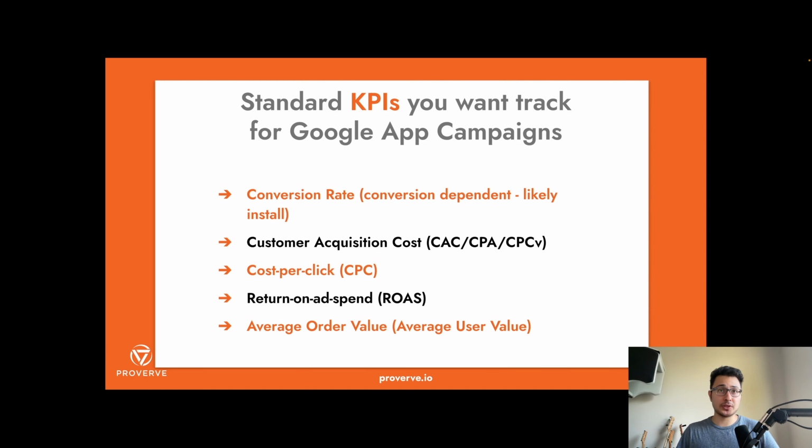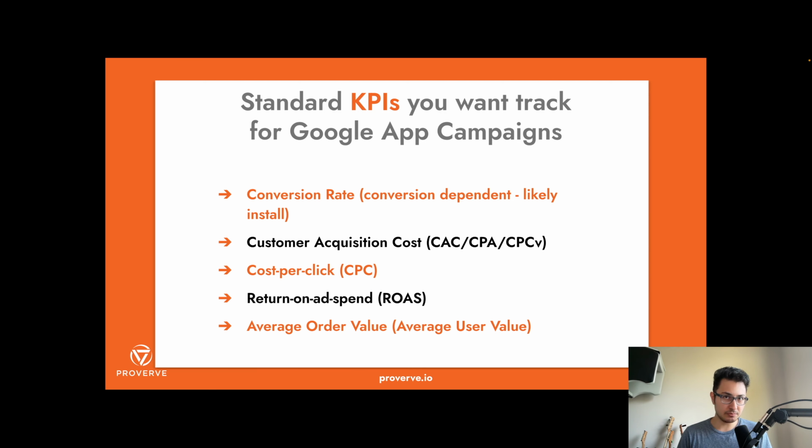Next is cost per click, or CPC. This is how much you spend per user clicking on the actual ad. And then the next one is return on ad spend, or return on investment, or ROAS. To get this metric, you divide your revenue or amount value by how much you've spent, and whatever the number is, that's going to be your return on ad spend.